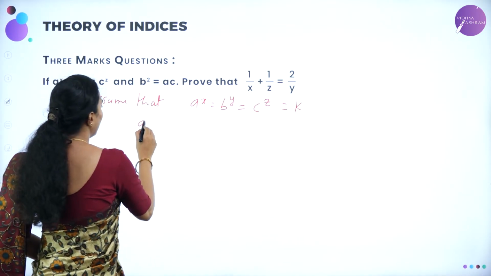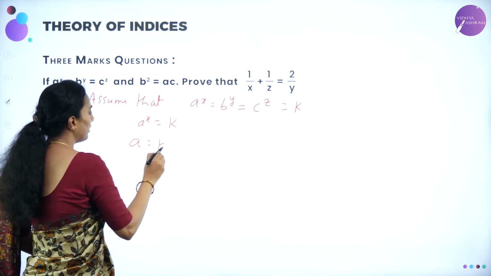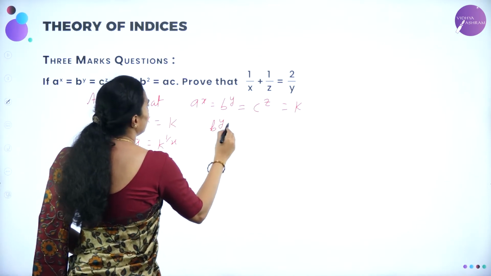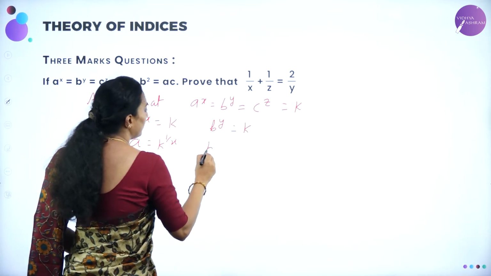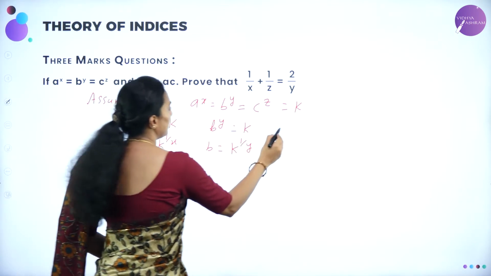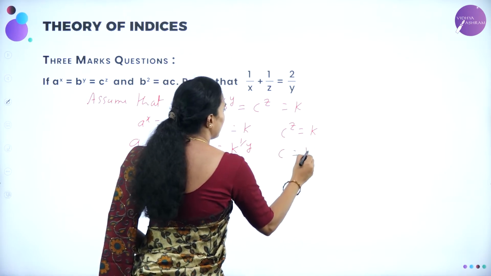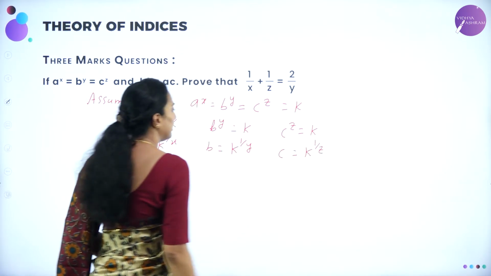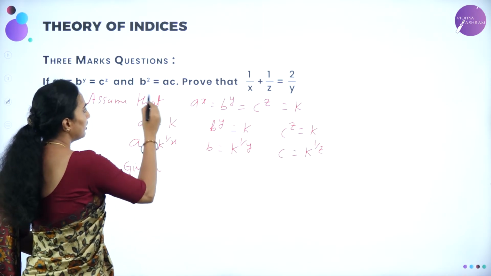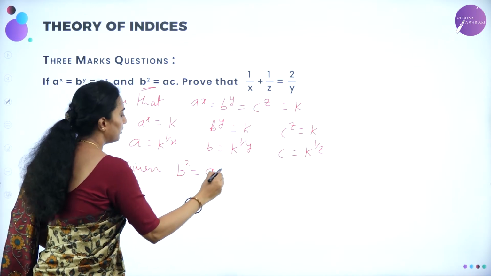So therefore a power x is equal to k. a will be equal to k to the power of 1 by x. b power y is equal to k. b will be equal to k to the power of 1 by y. And c power z is equal to k. And c will be equal to k to the power of 1 by z. And given, what have they given? Given that b squared is equal to ac.